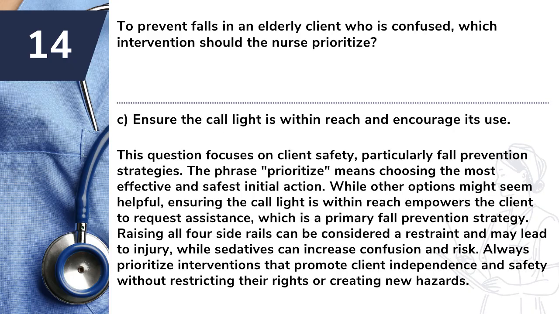Answer: C. Ensure the call light is within reach and encourage its use. This question focuses on client safety, particularly fall prevention strategies. The phrase prioritize means choosing the most effective and safest initial action. While other options might seem helpful, ensuring the call light is within reach empowers the client to request assistance, which is a primary fall prevention strategy. Raising all four side rails can be considered a restraint and may lead to injury, while sedatives can increase confusion and risk. Always prioritize interventions that promote client independence and safety without restricting their rights or creating new hazards.